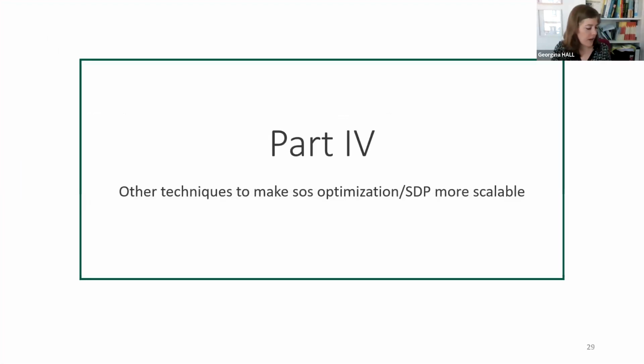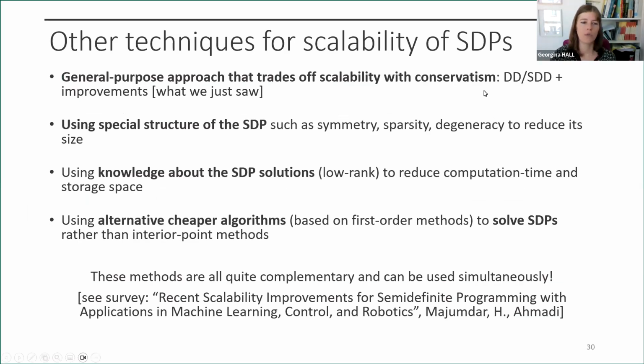Now, let me tell you very briefly, this is literally one slide, about other techniques that can make sums of squares optimization or semi-definite programming more scalable. What we just saw is a general purpose approach that trades off scalability with conservatism. Essentially, you pay a price for being able to scale up your problem more, and the price you pay is the quality of the solution you get. So that's what we just saw.